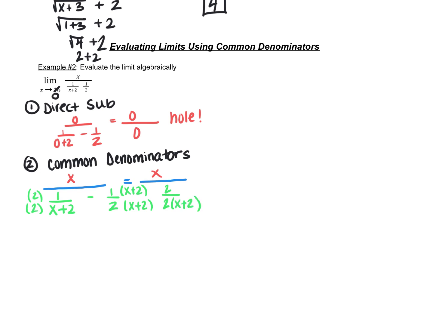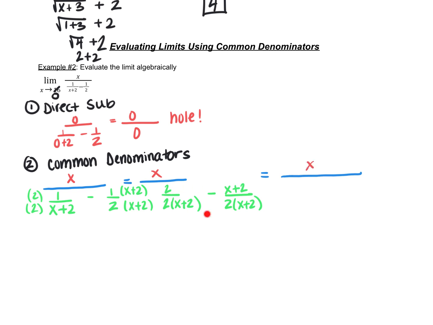All I did there was do 2 times 1, which is 2. 2 times x plus 2, I just left it. Then I'm going to subtract x plus 2 over 2 times x plus 2. Again, all I did was 1 times x plus 2 is x plus 2. 2 times this is that. So let's keep going. Let's put our equal sign, and my x on top stays.